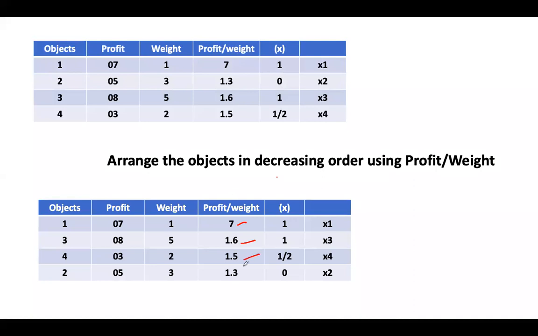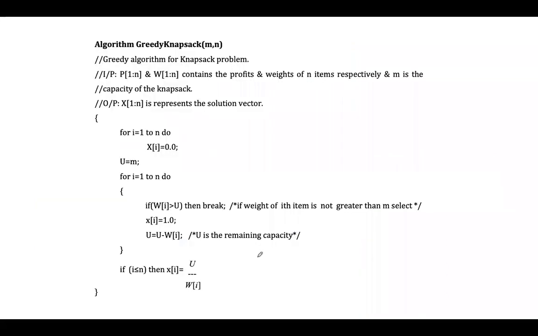So for that reason, we have arranged the same table in the decreasing order of the profit over weight ratio, because it will make our job very simple. Anyhow, we are considering only the maximum of profit over weight. So we have arranged it. Next, we shall apply this simple algorithm.